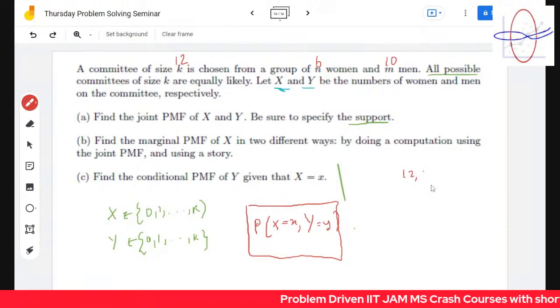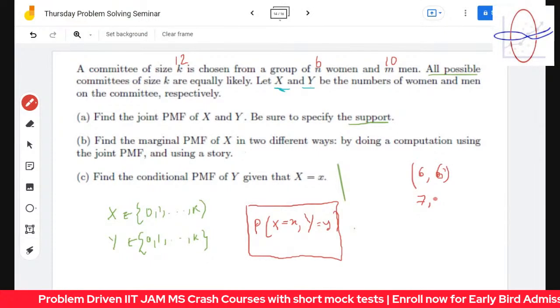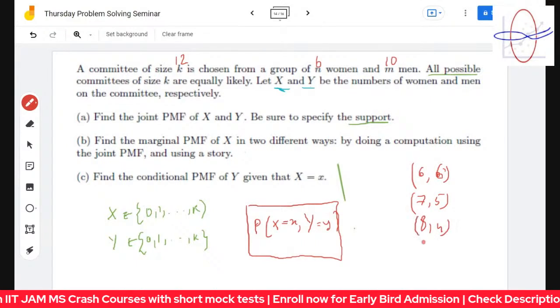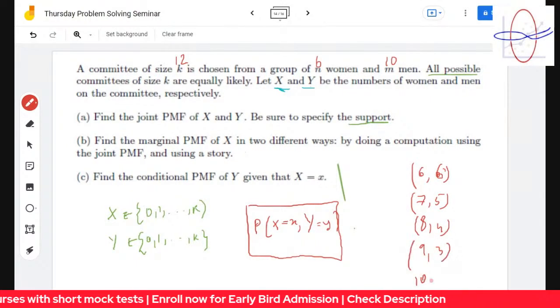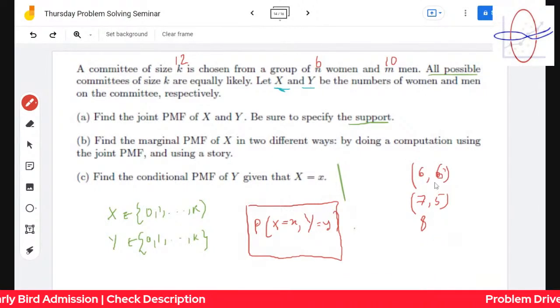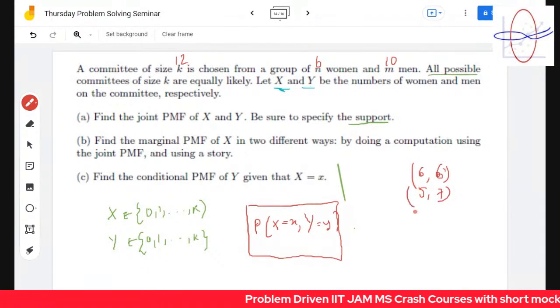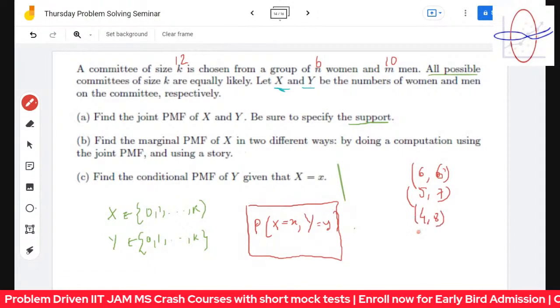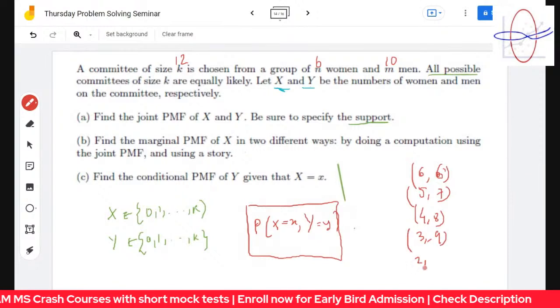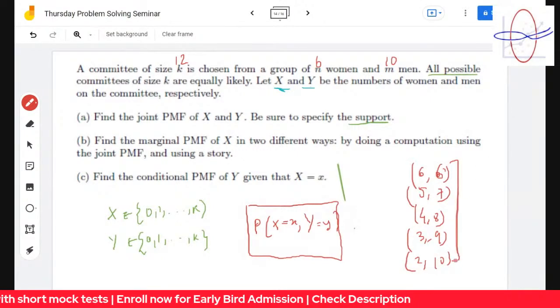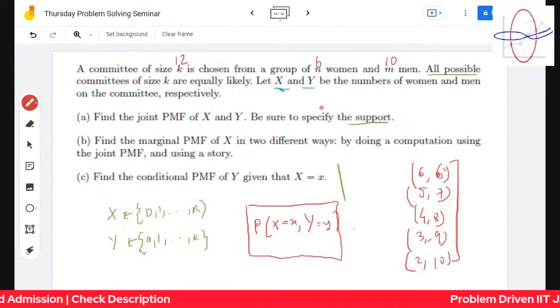So the only cases where it's happening are 6 comma 6, 7 comma 5, 8 comma 4, 9 comma 3, and 10 comma 2. I'm so sorry, in terms of women and men: 6 comma 6, 5 comma 7, 4 comma 8, 3 comma 9 and 2 comma 10. These are the only 5 possibilities that are there, right? Because it can hold at most 10 men and 6 women. All of you understood this?